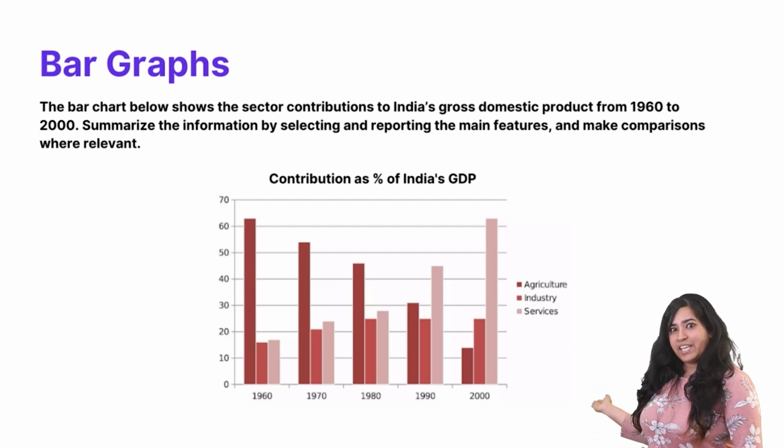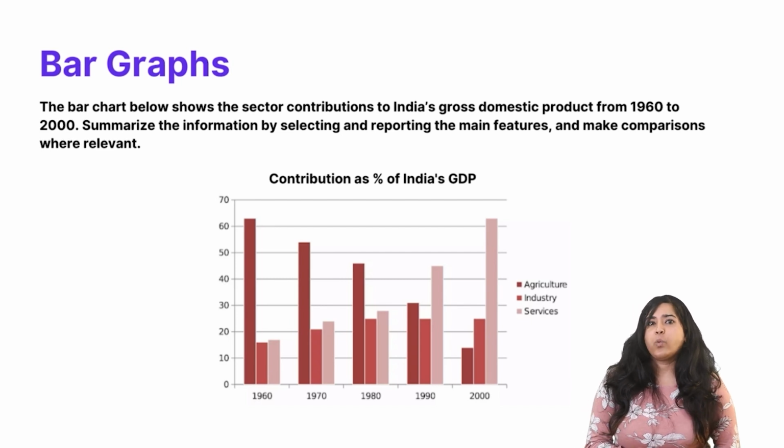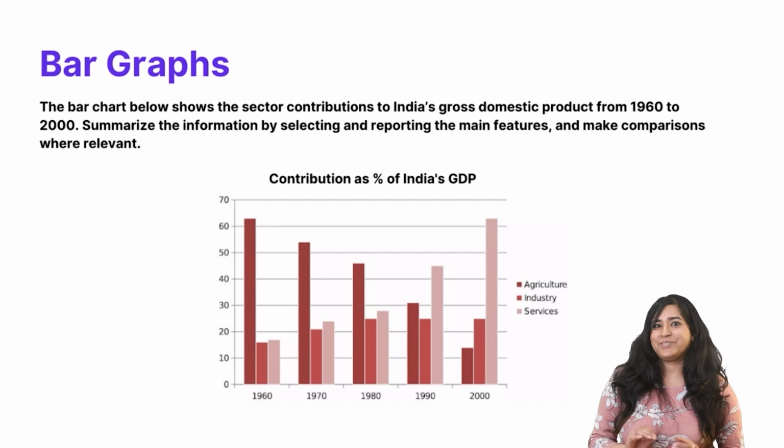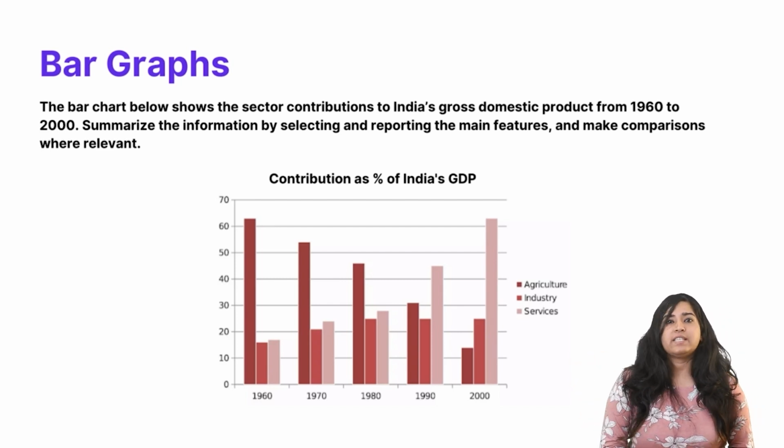Now, as we can see here, there's a title for the graph. Make sure you pay attention to these titles if they're there. This will give you a gist, or a summary rather, of what the graph is depicting. It will also make writing your task easier. So as we can see, the title is Contribution as a Percentage of India's GDP.